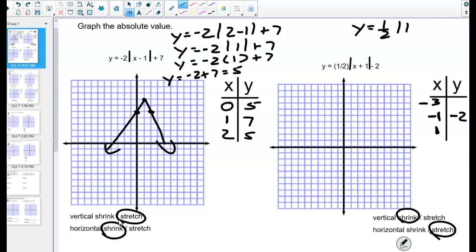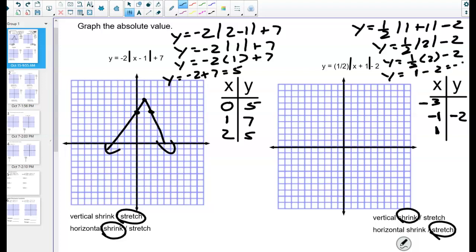1 plus 1 minus 2. y equals 1/2, the absolute value of 2 minus 2. y equals 1/2 times 2 minus 2. 1/2 times 2 is 1, minus 2 is -1. -1 on both sides. Look at the -3 and the 1. 1, -1, -3, -1, and my vertex right here, -1, -2.